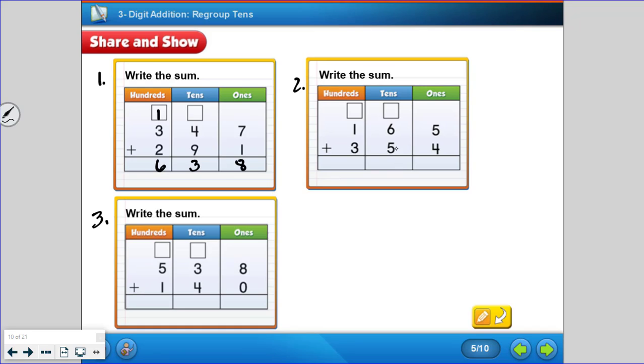So 638. This one, I add my ones. That's 9 ones. This is 11 tens. So 11 tens is 100 and 10. And then this is 500. So 519. And then this one, 8 ones, no regrouping, 7 tens, and 600. So 678. So those should be your 3 answers you got for numbers 1, 2, and 3.